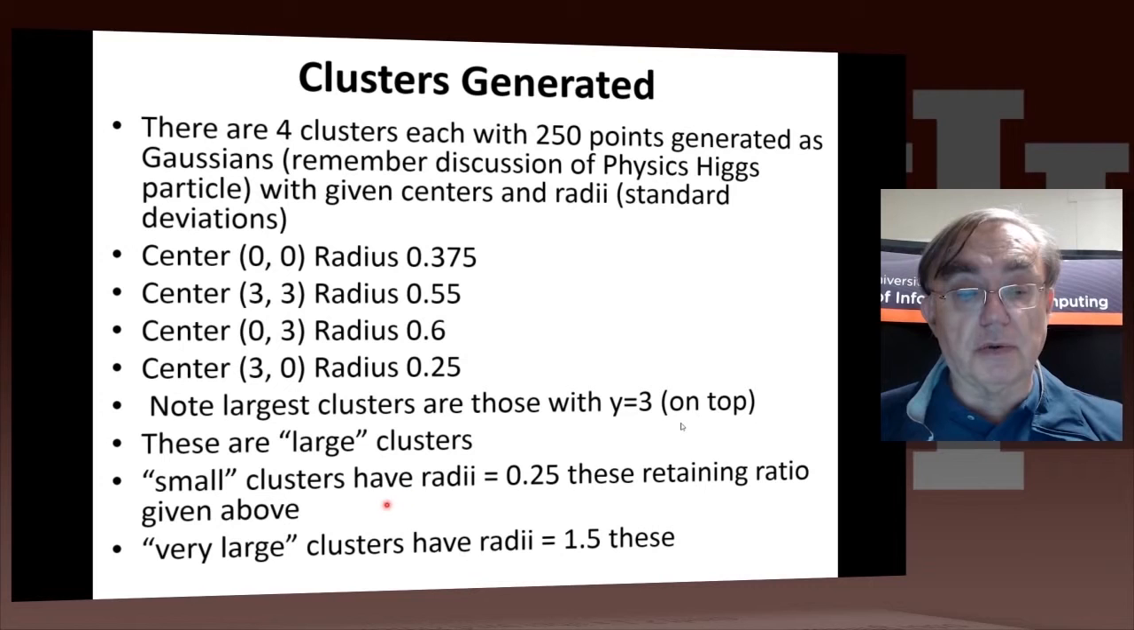And we generate 2 other cluster sets, the so-called small clusters, which have a radius which is exactly 1/4 of this. And we have the very large clusters, which have radii which are 1.5 times these values here.